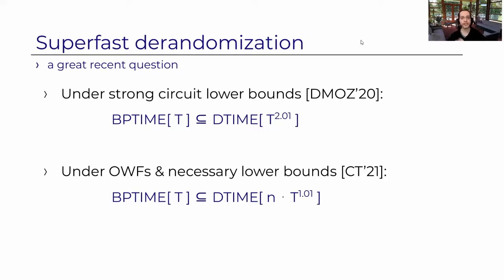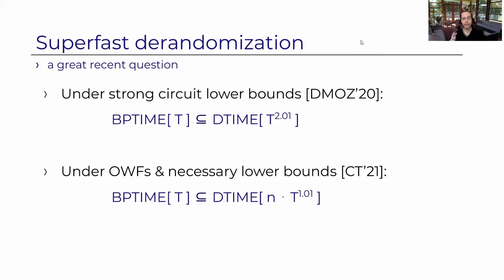So the constant C is very close to 2. And in a follow-up work, Lijie and I showed that assuming one-way functions and lower bounds that are necessary for the conclusion when using PRGs, we can de-randomize time t in deterministic time n times t to the something that is very close to 1.